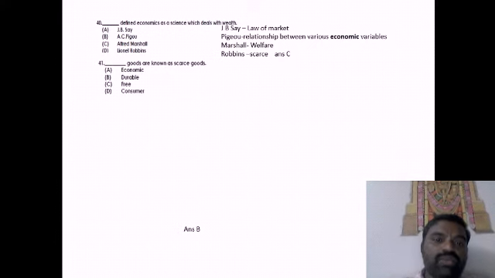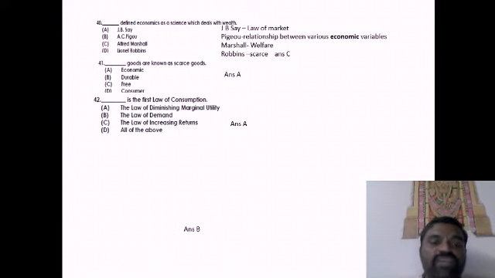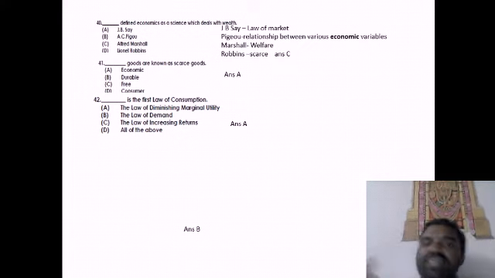Next one, dash goods are known as scarce goods. It is nothing but economic goods. Dash is the first law of consumption, that is the law of diminishing marginal utility. It is the first law of consumption. See, the law of demand is not the law of consumption, and the law of increasing returns is not the law of consumption, right? So you can avoid B, C and D. So finally the law of diminishing marginal utility. Utility is the consumption.